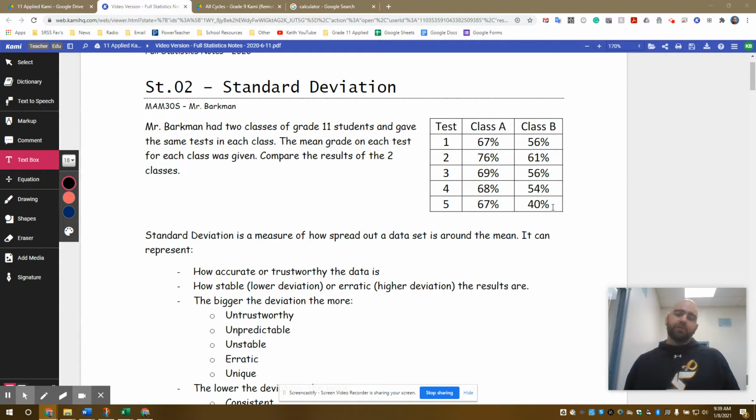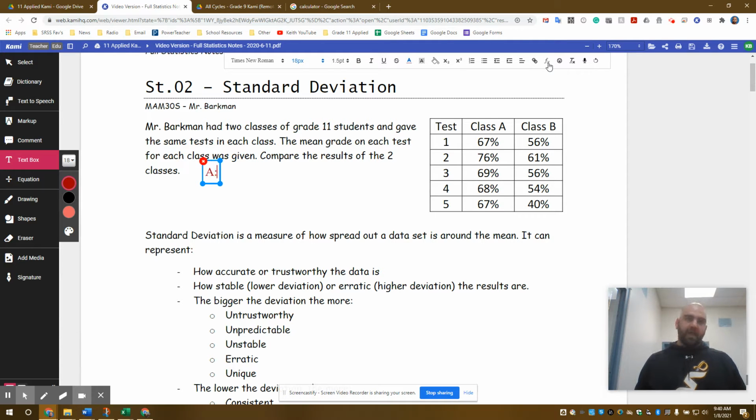Now, if you take a look at those numbers, there are a couple of things that you can understand right off the bat. First off, class A probably did a lot better. Let's use our measures of central tendency to take a look at that. So we're going to take a look at mean, median, and mode for class A.